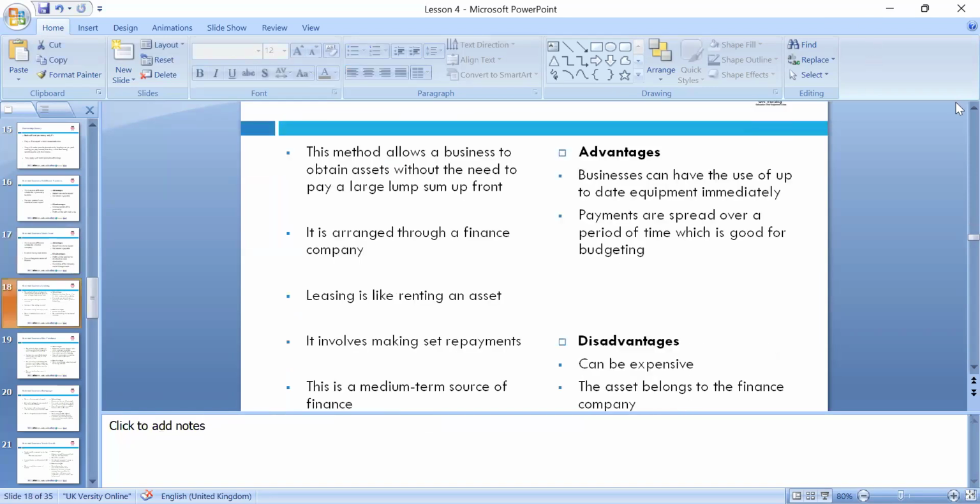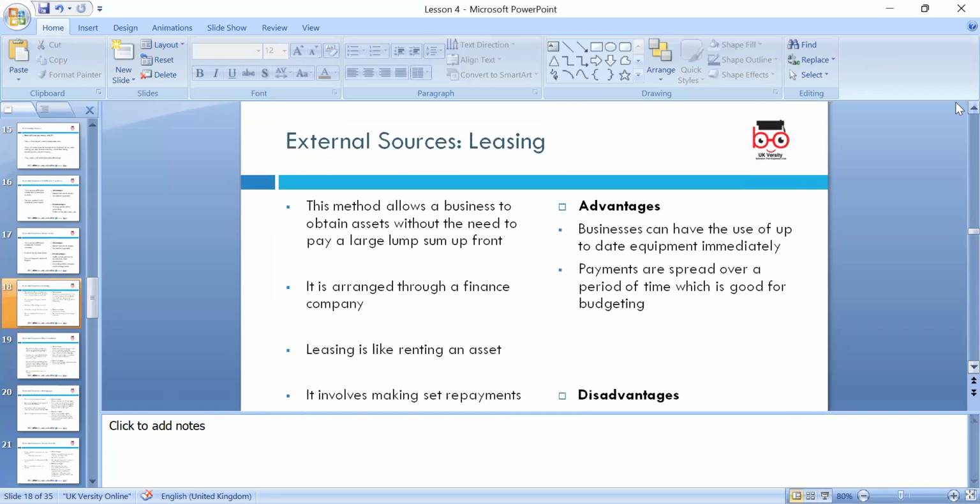But of course, there is the gearing ratio. We have to look at it. Not too much debt, not too much equity. So you need a balanced approach: 60% debt, 40% shares. So that's a good balanced approach.